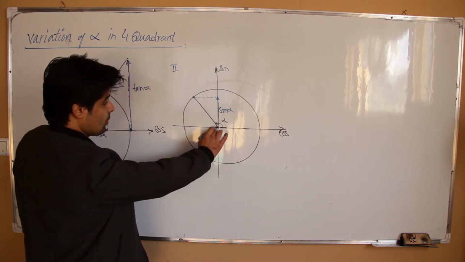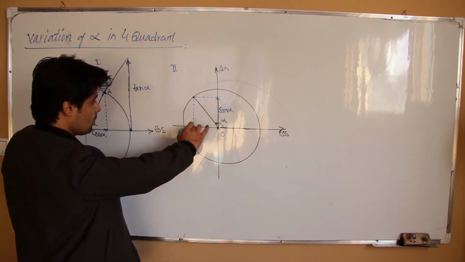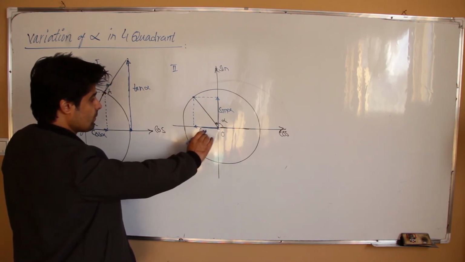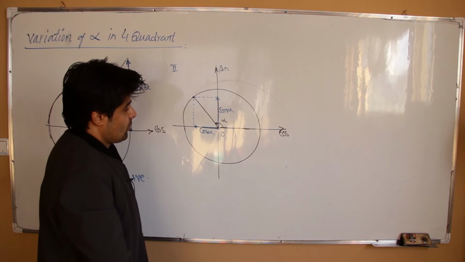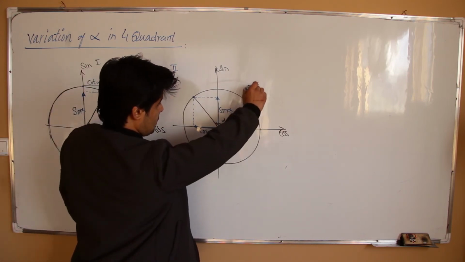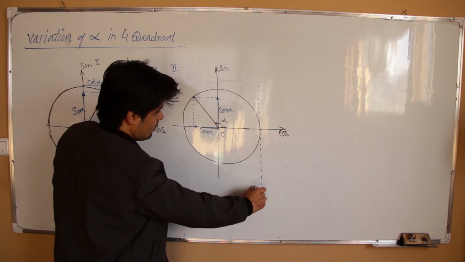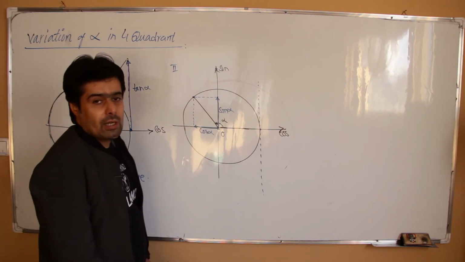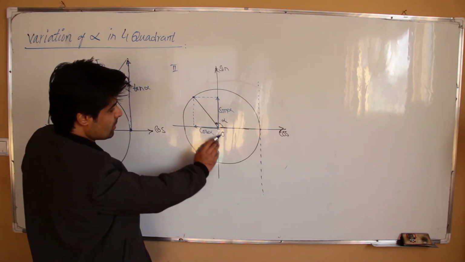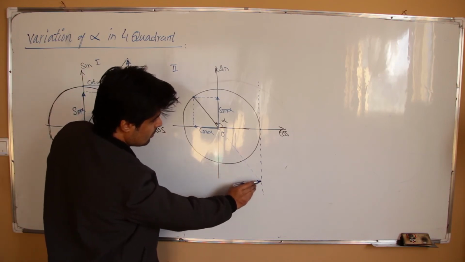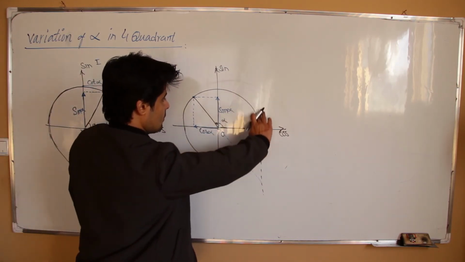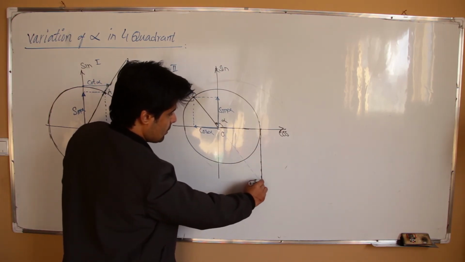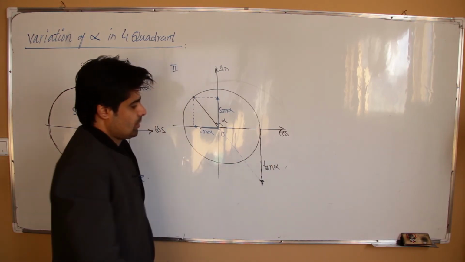What's the value of cosine? From O, from origin up to here. This is the value of cosine. What's the value of tangent? Just make a tangential line. Now extend the final or terminal line of the alpha to meet the line. From here up to this part is called the value of tangent. Am I right or not?